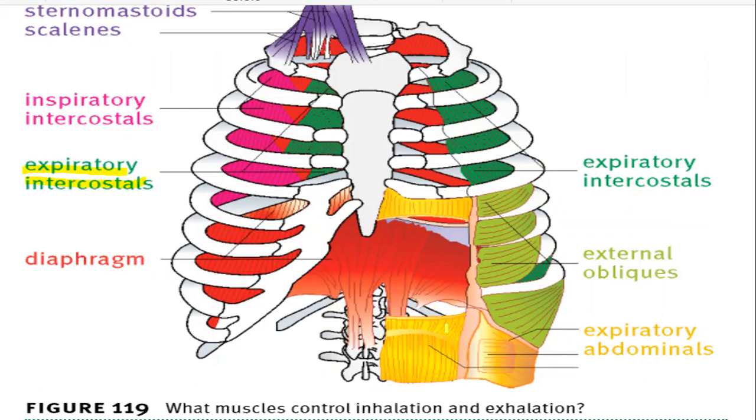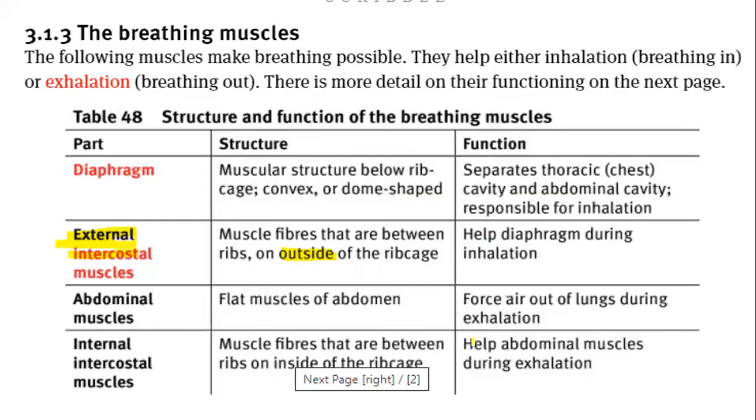Abdominal muscles, those muscles over here, force the air out of the lungs during exhalation. So these assist during exhalation. They force it out. Those muscles force the air out of the lungs.